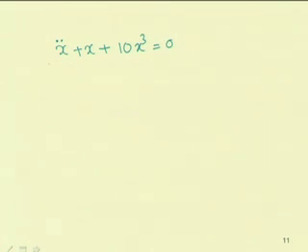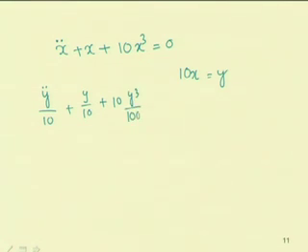Now I can modify this equation by taking another parameter. Let me take 10 x equal to y. If I take 10 x equal to y, this equation can be replaced by, I can replace x by y by 10. Then this equation will be y double dot by 10 plus y by 10 plus y cube by 1000 equal to 0. I can write this equation in this form: y double dot plus y plus, let me multiply 10 everywhere, then this becomes 0.1 y cube equal to 0.